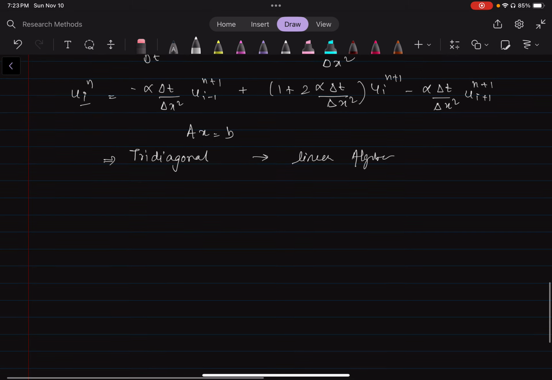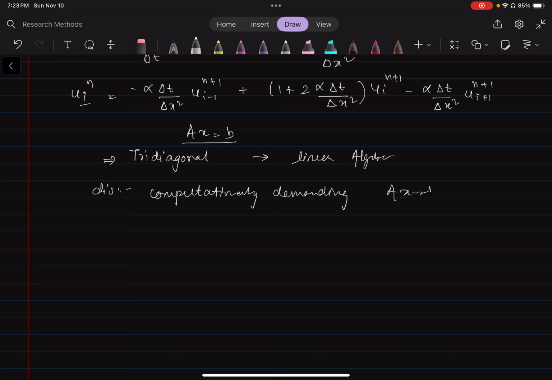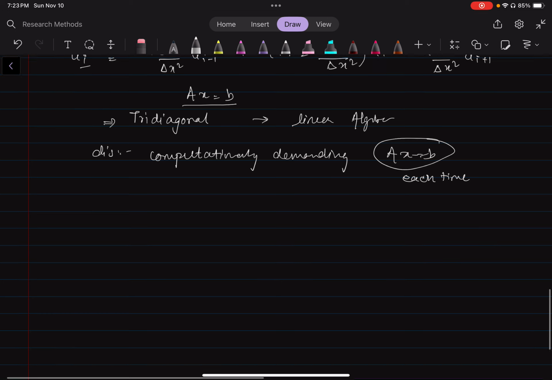But the disadvantage of this particular method is that it is computationally very demanding, as we need to solve these linear equations for each time step. So for each time step, we'll have a new set of linear equations, which is like Ax equals b. And then we'll have to solve this for each time step. That's why this becomes computationally challenging.